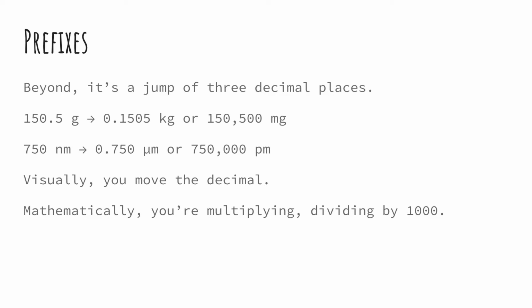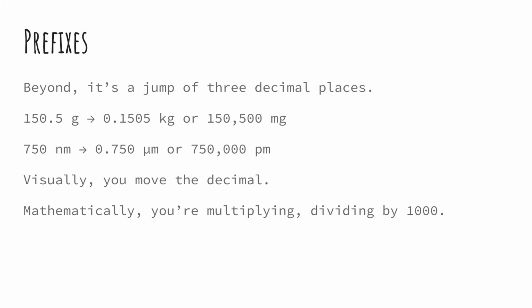because shifting from one prefix to another just means moving the decimal 3 places. Okay? So 150.5 grams. To change it to kilograms, you just move the decimal 3 places, 0.1505 kilograms. To move it to milligrams, same thing, but in the other direction, 150,500 milligrams. 750 nanometers is 0.75 micrometers, or microns, or it could be 750,000 picometers. So it's really just moving the decimal, hopping it left or right.